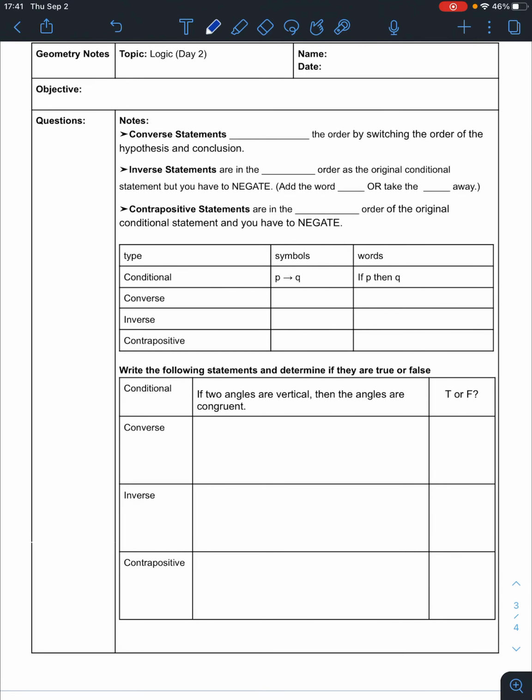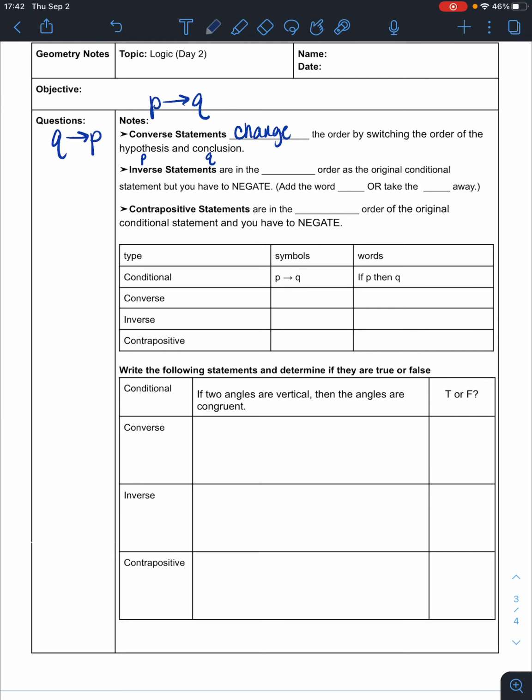So we previously talked about conditionals. Conditionals are if-then statements. So our original conditional was if P, then Q. Then we talked about a converse statement. A converse was Q, then P, where you're going to change the order of your conditional by switching the order of the hypothesis and the conclusion. Remember, the hypothesis is the P and the conclusion is the Q.